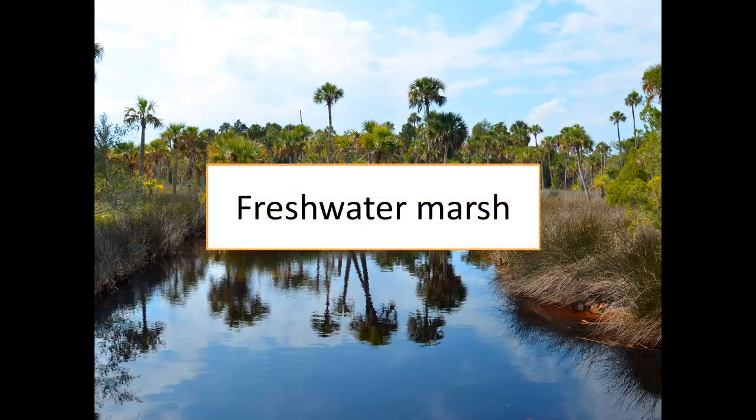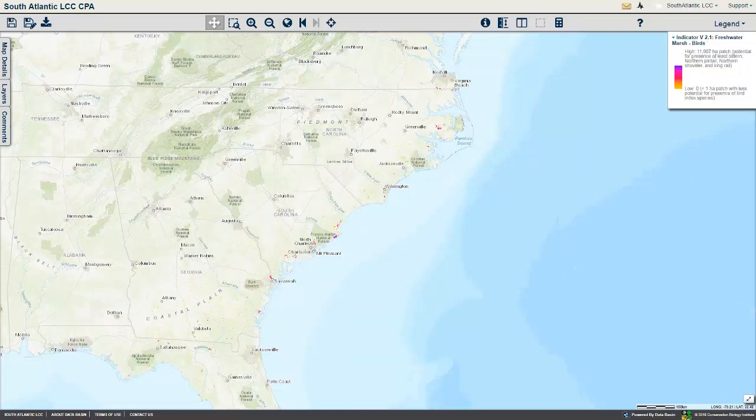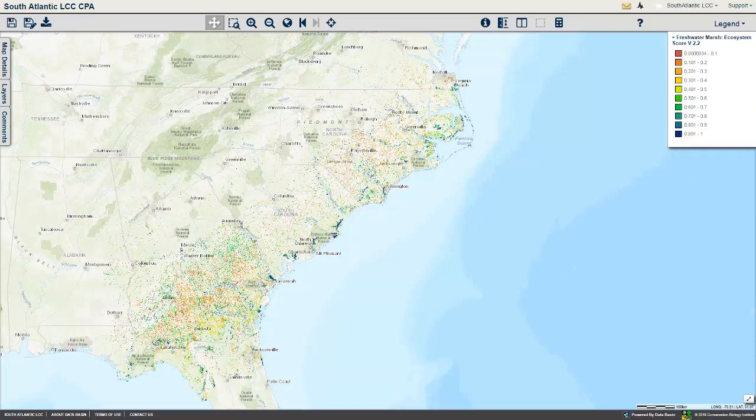Freshwater marsh. Freshwater marsh extent represents the overall acres of freshwater marsh currently present in the South Atlantic geography. Freshwater marsh birds is a continuous indicator of patch size, plus all the freshwater aquatic, landscapes, and waterscapes indicators. And here's our ecosystem score for freshwater marsh.